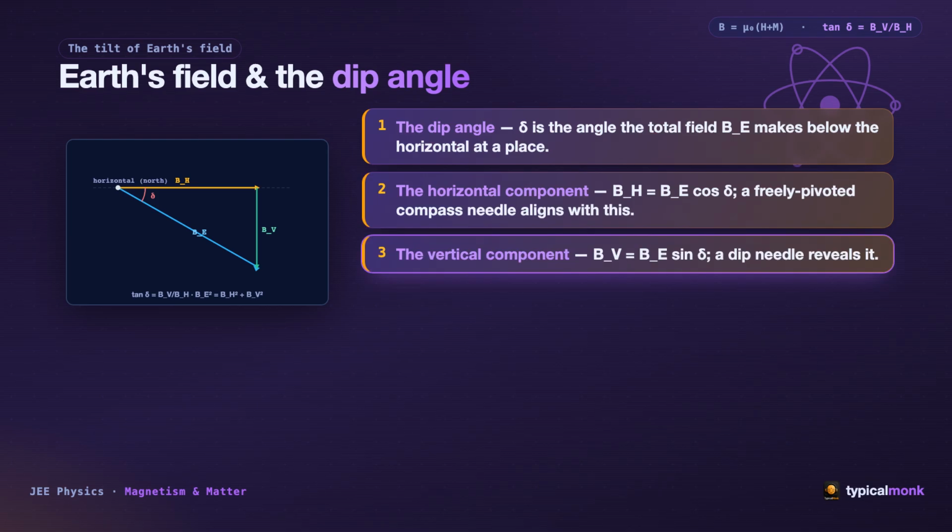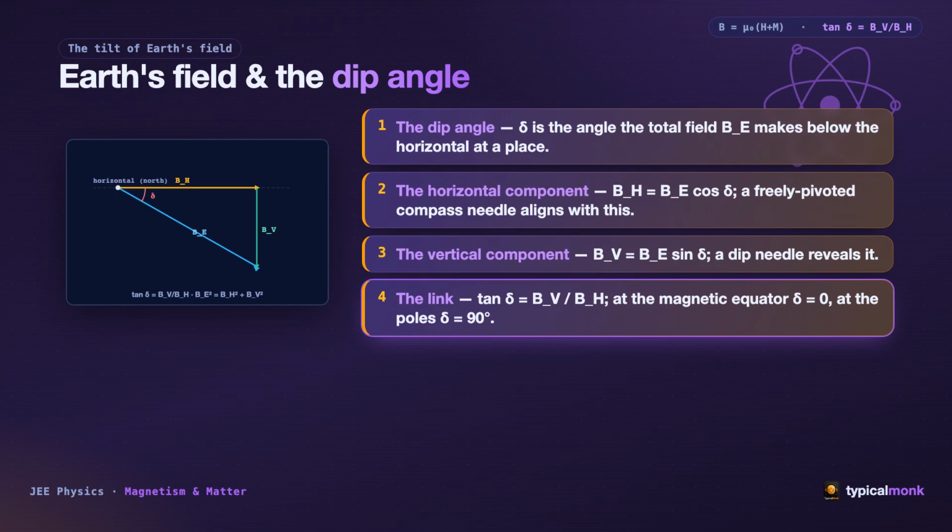The vertical component, B vertical equals B Earth sine delta, and a dip needle, free to swing in a vertical plane, reveals it. And the link, tan delta equals B vertical over B horizontal. At the magnetic equator, the dip is 0, and at the magnetic poles, it is 90 degrees.